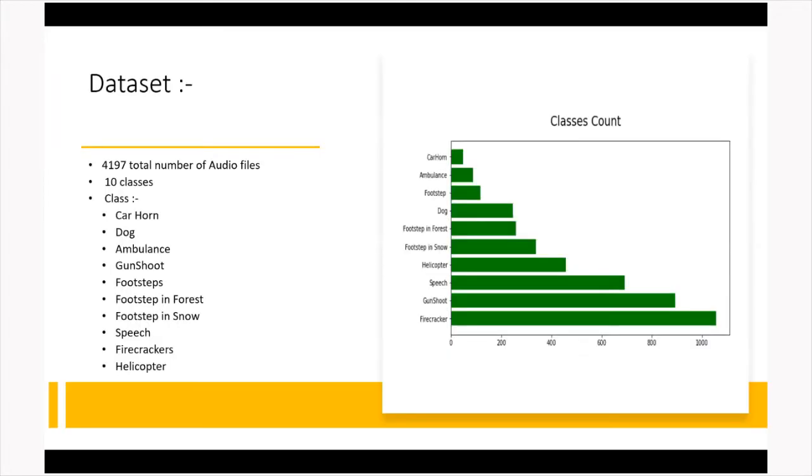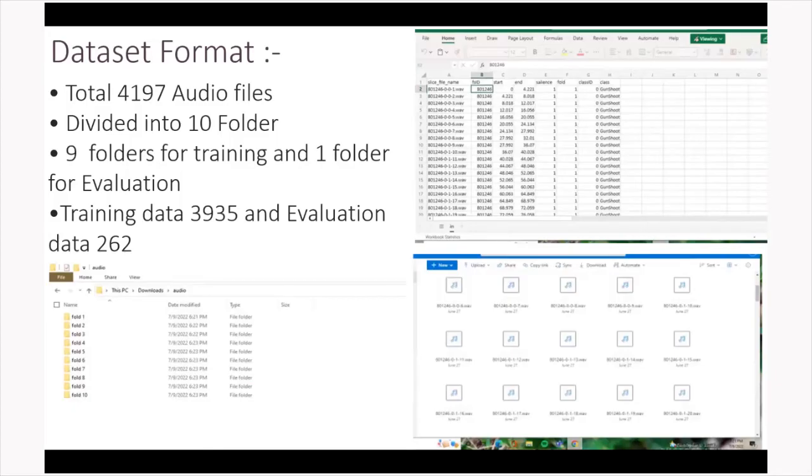So in this data set, we have created 4,000 audios, and these audios are classified into 10 classes basically, and this is the graph for the classes of audios. As I told, there are 10 classes. So I made 10 folders for that, 9 folders for training purpose and one for evaluation purpose. The total training data is 3935 audio files, and for the testing purpose, we are giving 262 audio files to the model.